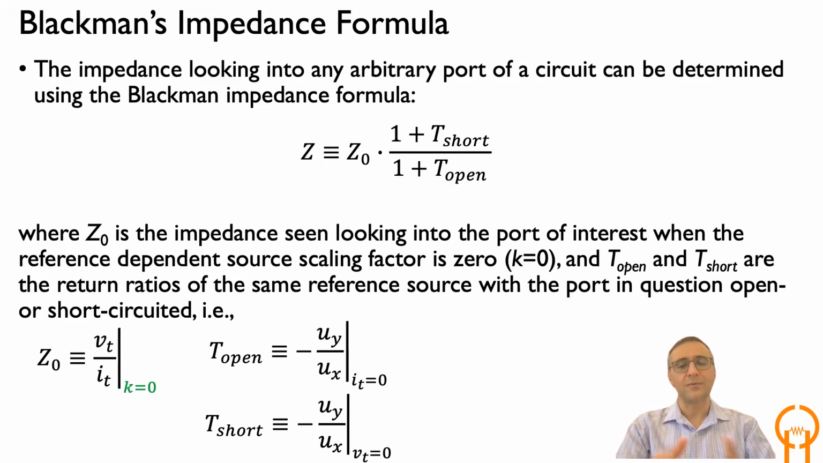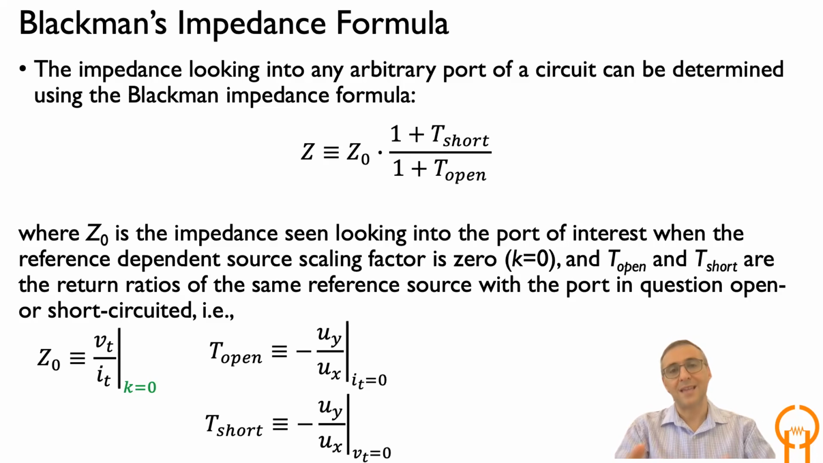So here, the formula is given on the top. Basically, it says that the port impedance of any port is given by Z naught, which is the impedance you see looking into the port when you set the reference source, like we did before when we had a K times a dependent source, when you set the K of the reference source to 0. And then you have two parameters, T short and T open, which are two return ratios calculated for the same source. So you calculate the return ratio for the source twice, once with the port of interest, the one whose impedance we are interested in, shorted, and another time with the same port open. And that basically gives you the expression.